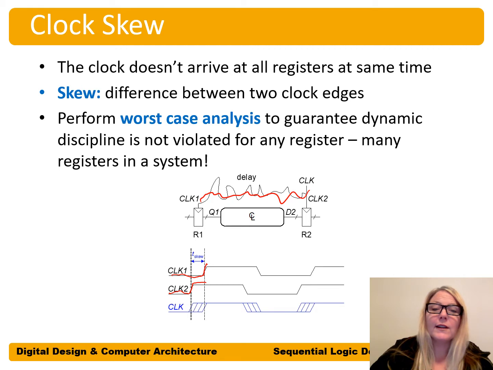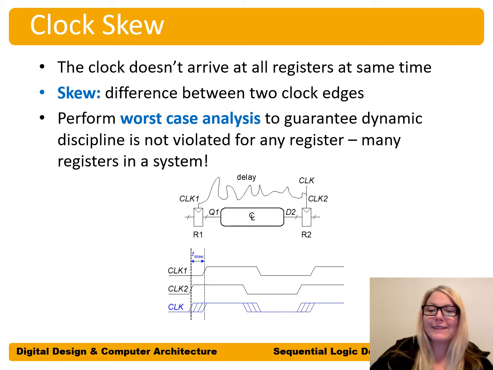And this can be a varying range, right? So these hash lines here mean that, well, it could vary. The worst case is that the difference between those clock edges is T skew. And so when considering skew, we're going to perform a worst case analysis to guarantee that our dynamic discipline is not violated for any registers.